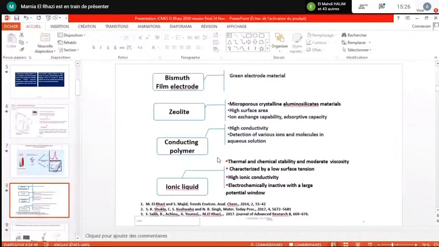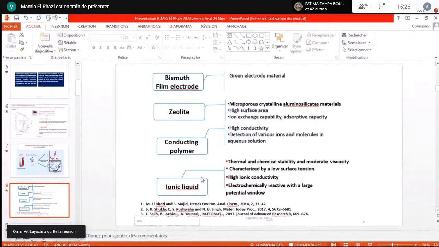due to their high conductivity. We can also modify the electrode with ionic liquids. Ionic liquids are used in different fields, and they offer several advantages such as thermal and chemical stability, and also moderate viscosity. And they are characterized by a low surface tension. And in electrochemistry, the ionic liquids are inactive with a large potential window.